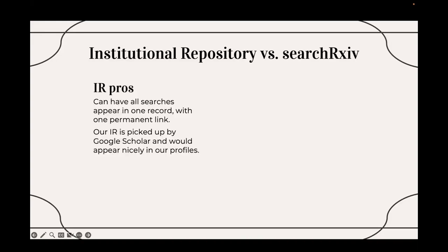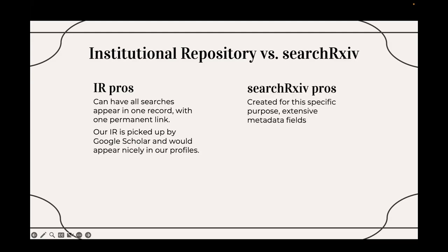So anytime I make an error or need to change something, I just email them and they do it for me. So the pros of the institutional repository for archiving our searches could be that I could have all my searches appear in one record with one permanent link, which does make more sense to me. And our institutional repository is picked up by Google Scholar, and this would appear nicely on our profiles if they were all in one record.